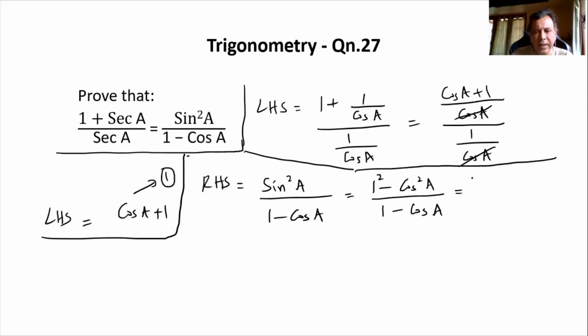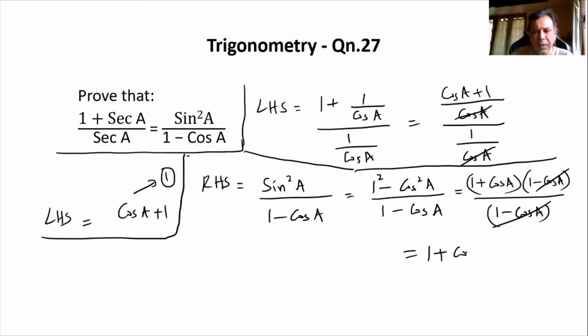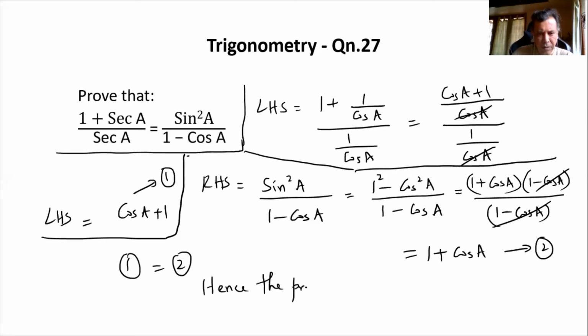We can write that as A plus B into A minus B, means 1 plus cos A into 1 minus cos A divided by 1 minus cos A. This can be cancelled with this. So we are left with 1 plus cos A. Call this as 2. We may note 1 is equal to 2. So we can conclude, hence the proof.